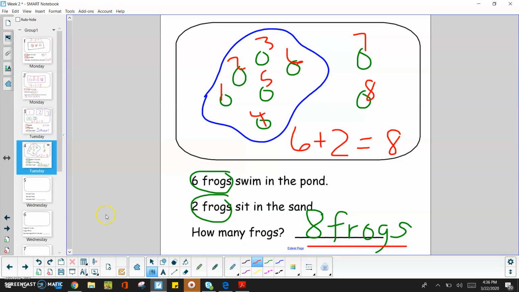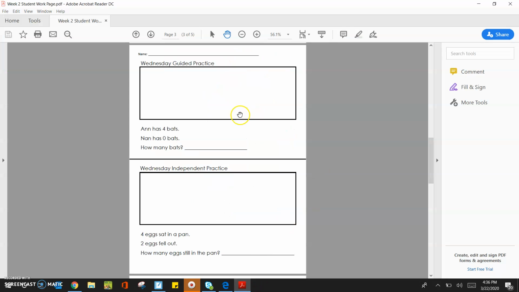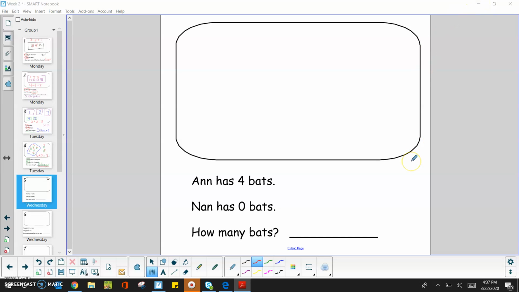Let's move on to today's problems. Just a reminder, you guys have your work page that you can use. You can either print it or you can do it on a piece of notebook paper. As long as you're using that space to draw out your problem, I think we're going to be good no matter what you're using to write it on. So our problem today is Anne has 4 bats. Nan has 0 bats. How many bats?